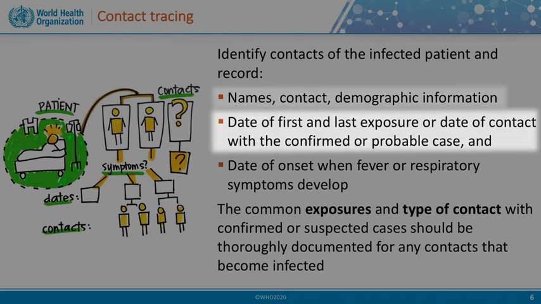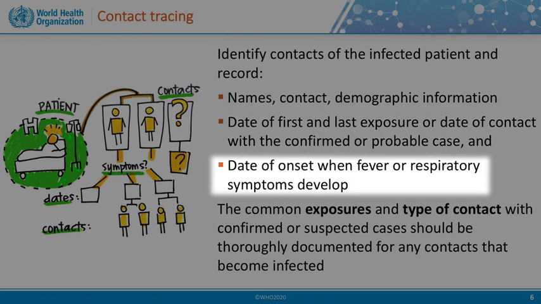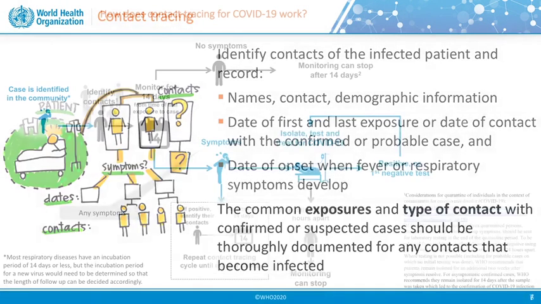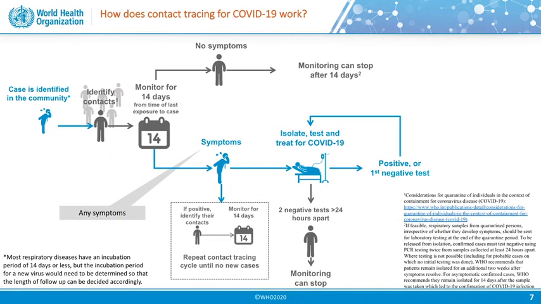It's important also to note the date of the first and the last exposure to that confirmed patient and the date of onset when fever or respiratory symptoms developed. The common exposures and the type of contact with the confirmed patient should be thoroughly documented for any contacts that do become infected. Let's work through an example of how contact tracing can be conducted for an emerging respiratory pathogen like COVID-19.